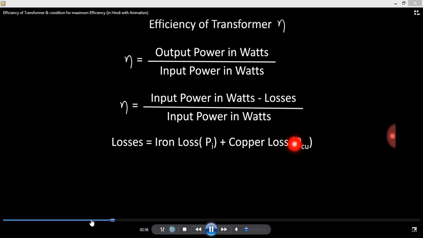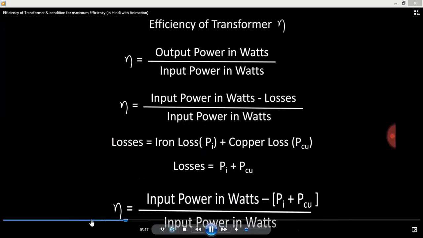Total loss equals iron loss plus copper loss. Copper losses are variable losses, as they change with the load. As the load changes, copper loss also changes. Similarly, iron losses are constant losses, which are eddy current loss and hysteresis loss. Now we can put the formula of the loss: loss is equal to Pi plus PCU, or Wi plus WC.